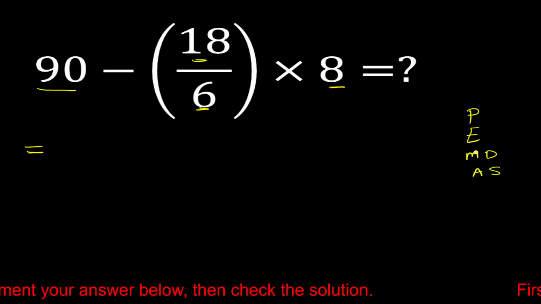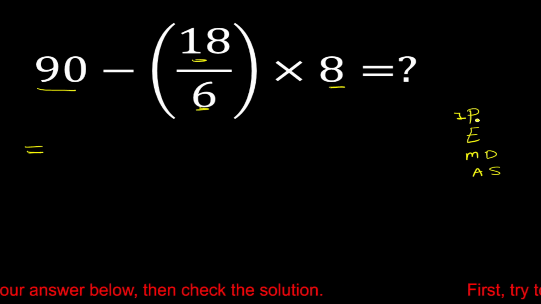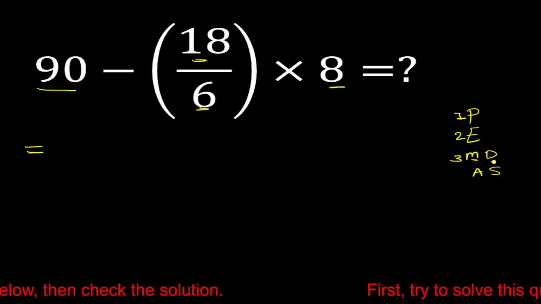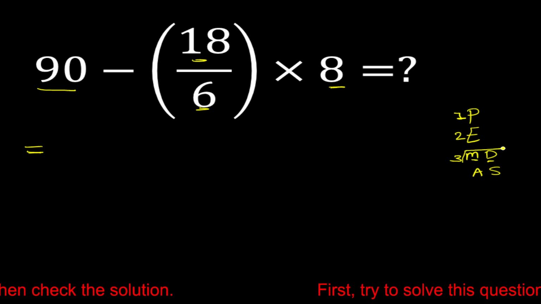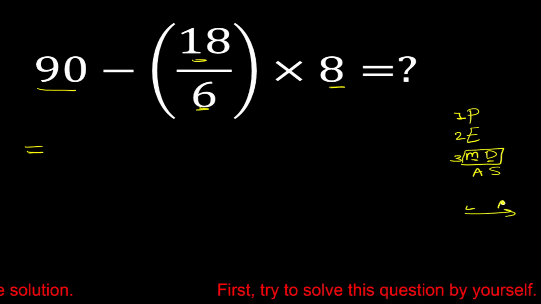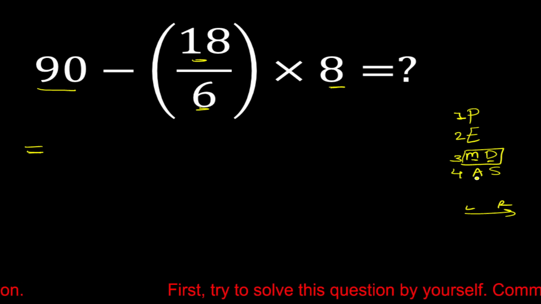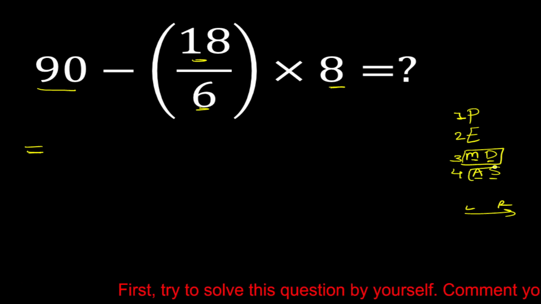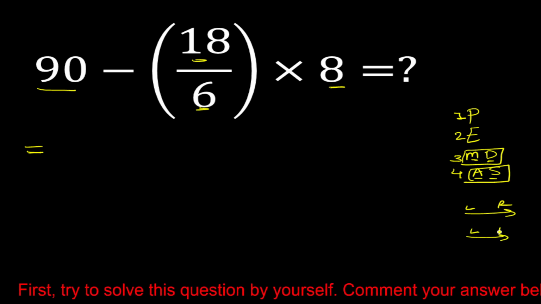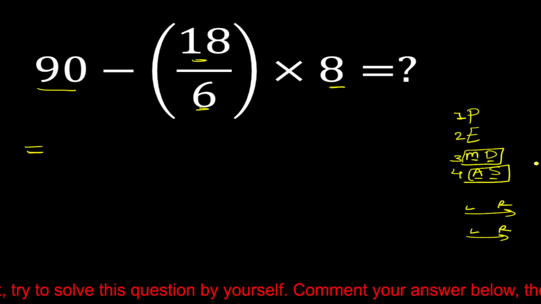P-E-M-D-A-S. According to PEMDAS, first priority is parenthesis, second priority is exponents, third priority is multiplication and division. Here multiplication and division both have equal priority, so we have to solve it from left to right. Fourth and last priority is addition and subtraction. Also addition and subtraction both have equal priority, so we have to solve it from left to right, okay?